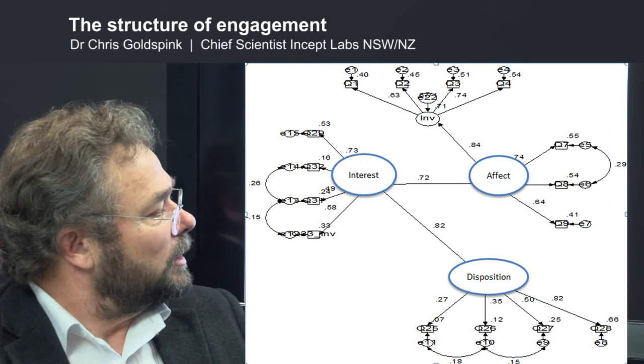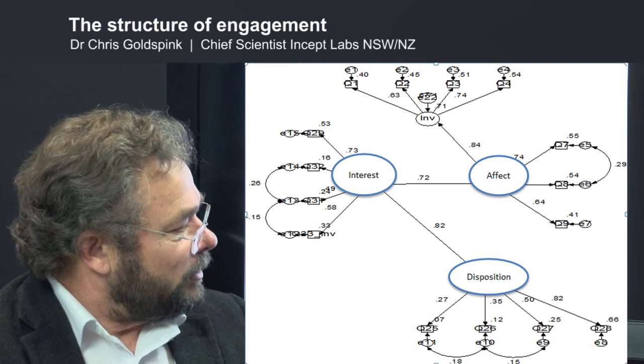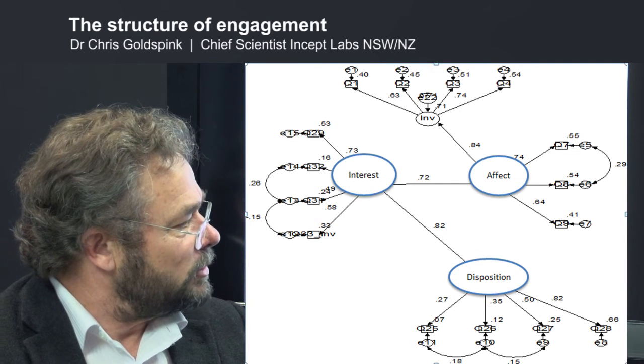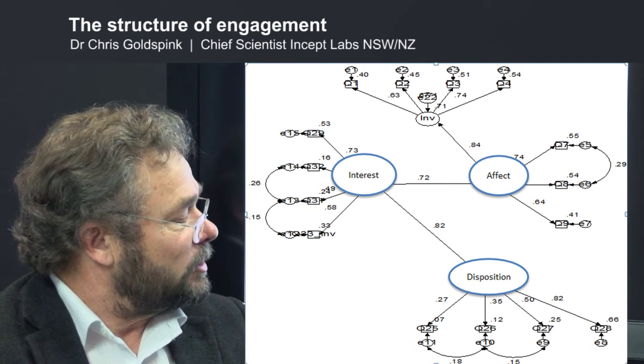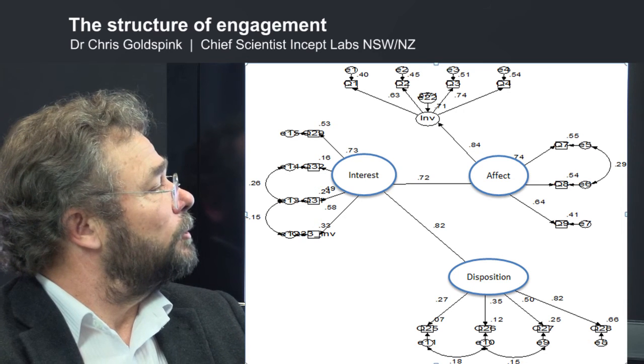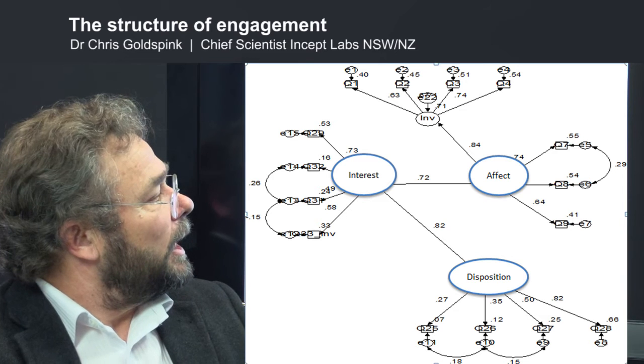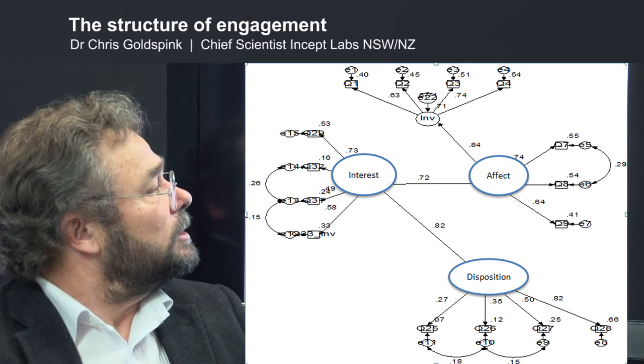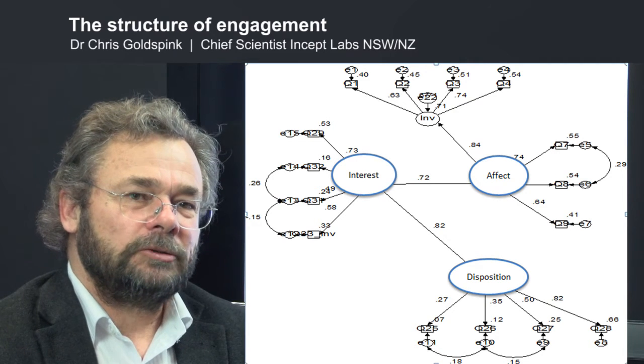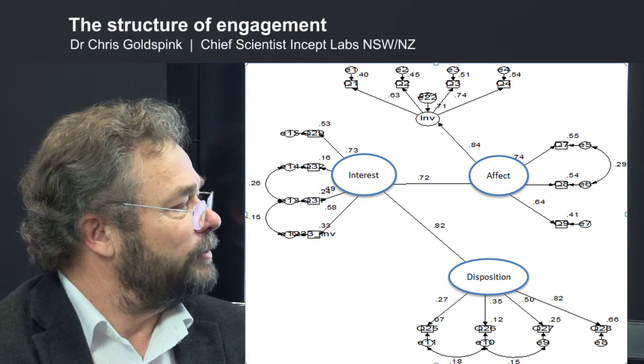Now the numbers here, this is a latent variable, so we're using responses to questions to get a measure of dispositions. Similarly, we're using a series of questions, 4 here, to measure interest. And we're predicting, in this case, 67% of interest purely on the basis of this disposition.